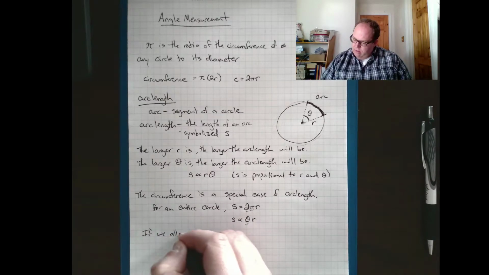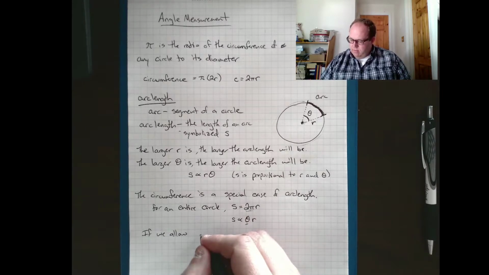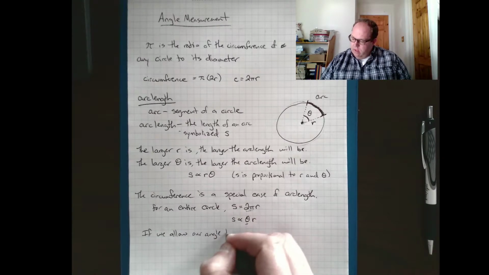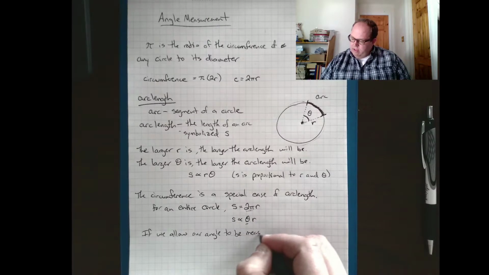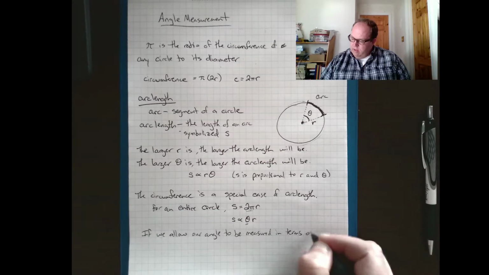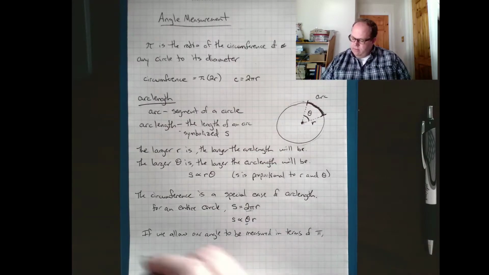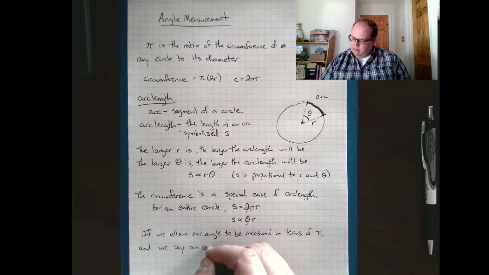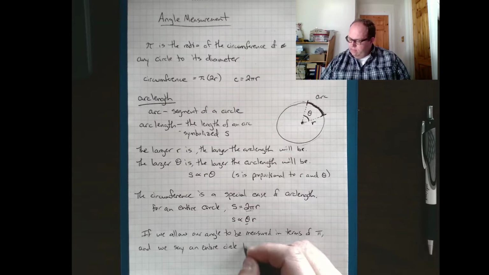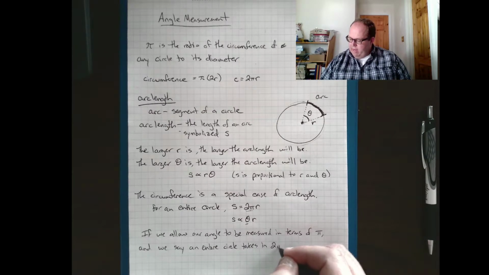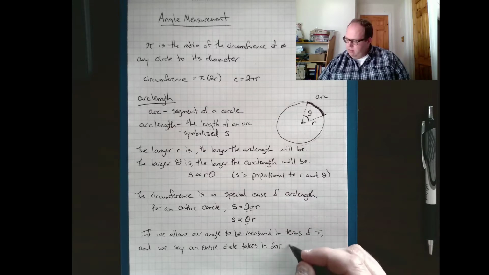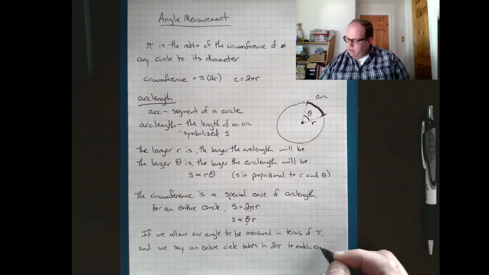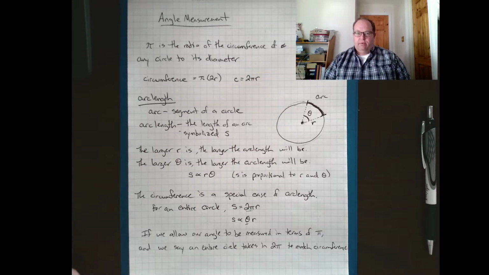If we allow our angle to be measured in terms of pi, we say an entire circle takes in 2 pi to match up with our statement for circumference. Then we have the basis for what we call radian measure.